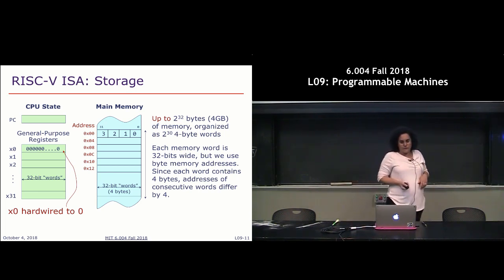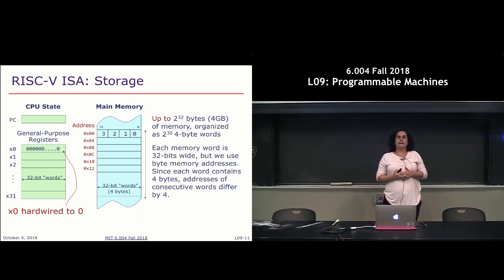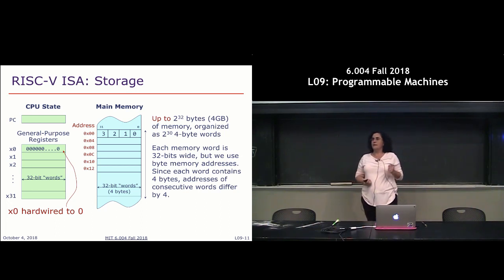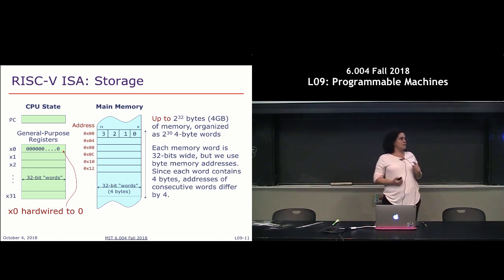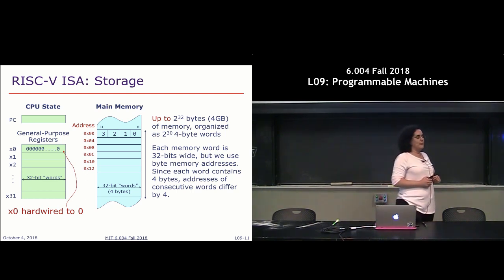The storage of the RISC-V is, we have a bunch of general purpose registers, and as we mentioned, it's costly to have very many of those. So we only have 32 of these general purpose registers. In addition to those, we have the special register, which is the program counter, and everything else is going to live in main memory.